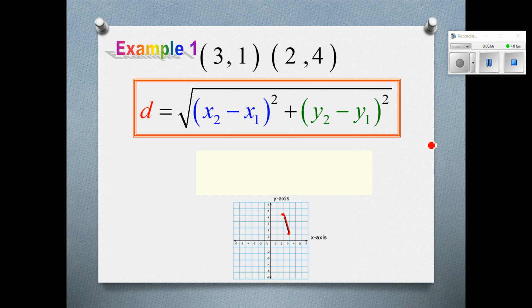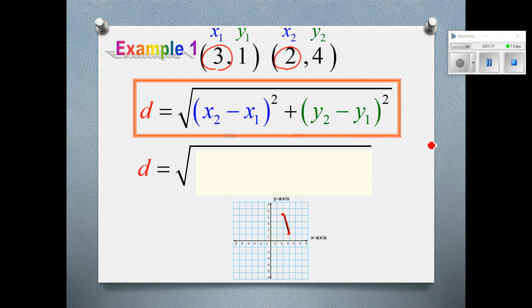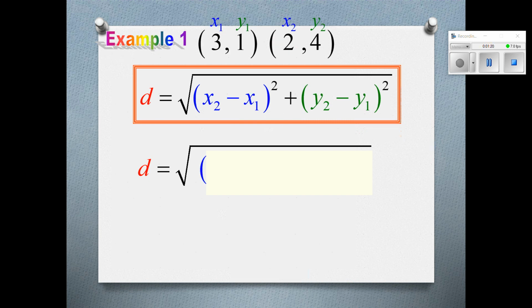So what we're going to do is plug in the numbers. First you have to realize that one of the ordered pairs is going to be x1 and y1, and the other ordered pair is going to be x2 and y2. So the first thing you're going to do is look at the x's and subtract them in the first set of parentheses. You could do 2 minus 3. It doesn't matter which order you do them in. You could do 3 minus 2, or we could do 2 minus 3. We're going to do it this way.